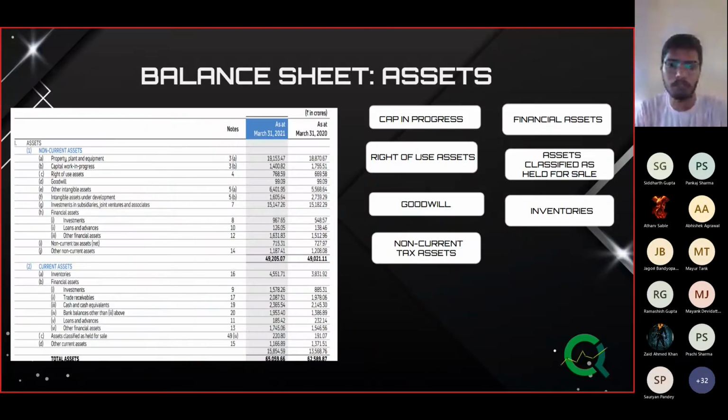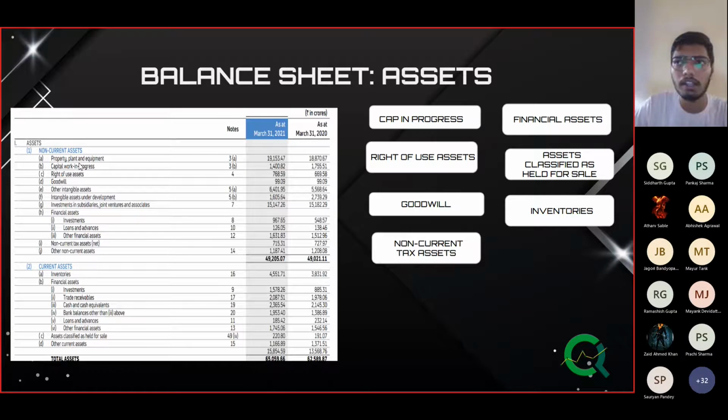We'll talk about them. Okay, so this is basically the balance sheet of Tata Motors. Let's talk about them one by one. So what is property, plant, and equipment? As I've told you earlier, it comes in non-current assets.